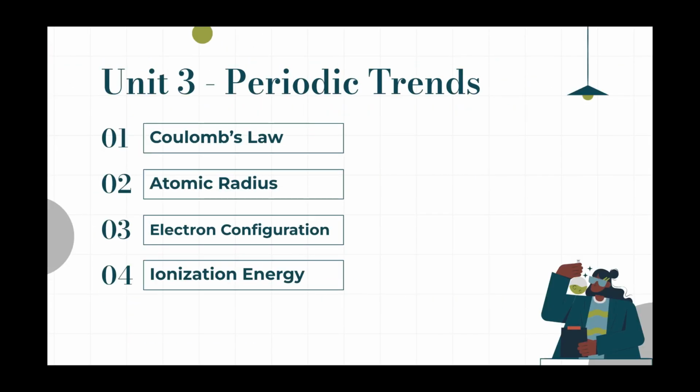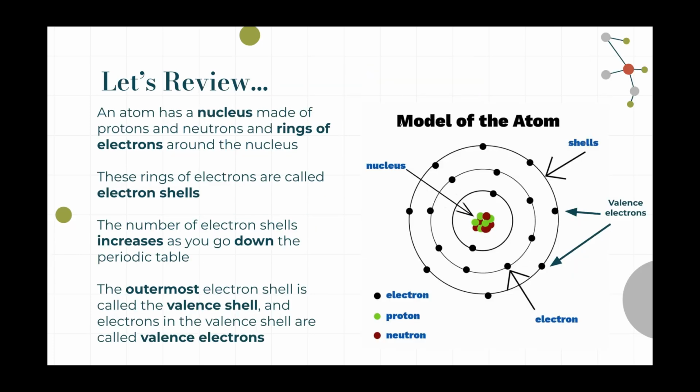Okay, guys, welcome to Unit 3 Periodic Trends. First in this unit, we're going to learn about Coulomb's Law, which is basically how we explain a lot of periodic trends. Then, we're going to look at our first trend, which is atomic radius. Next, we will learn a bit about electron configuration, which is basically how you write about the number of electrons of a certain atom. And lastly, we are going to learn about ionization energy, which is another trend.